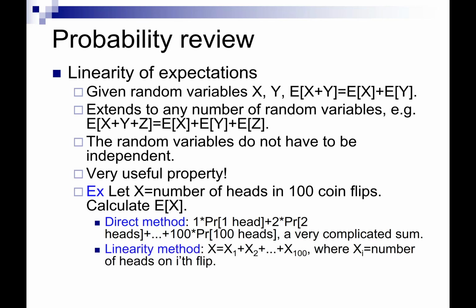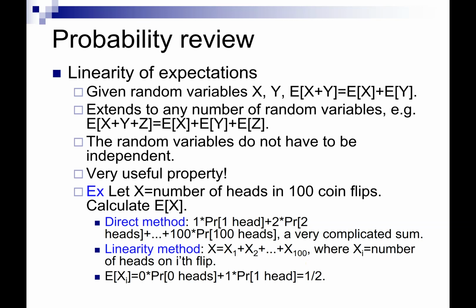However, if we use linearity of expectations, the whole problem becomes much, much easier. What you can do is say that the total number of heads in 100 coin flips is equal to the sum of 100 indicator variables. Each X sub i is whether or not I got a head on the ith flip. It's either 0 if I didn't get a head, or 1 if I did get a head on the ith flip. So the total number of heads is just the sum of 100 of these indicator variables.